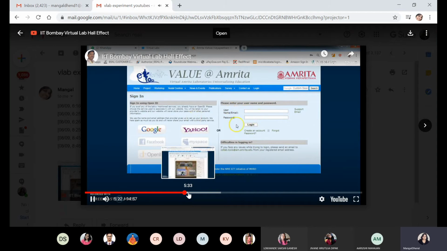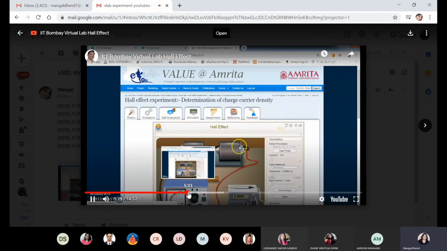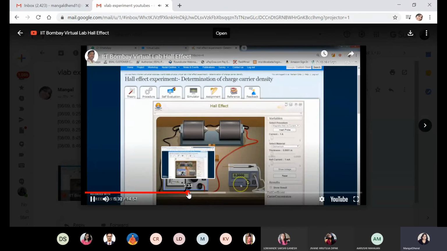And then password, whatever you had put there in the previous registering page. Okay, so you put these details there and you log in, and you will get this simulator now. So this is the Hall effect simulator. Now, suppose you don't get this, even after logging in with your email ID.